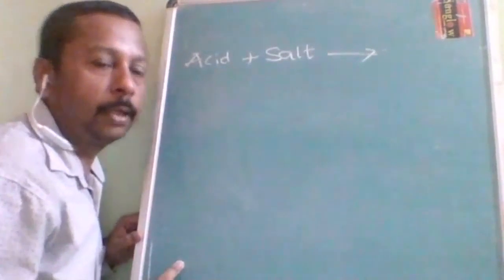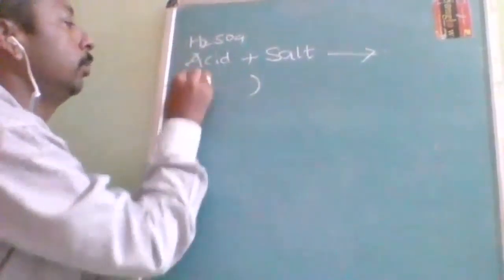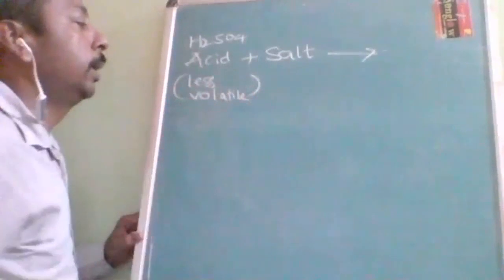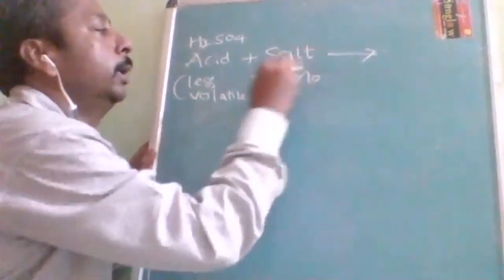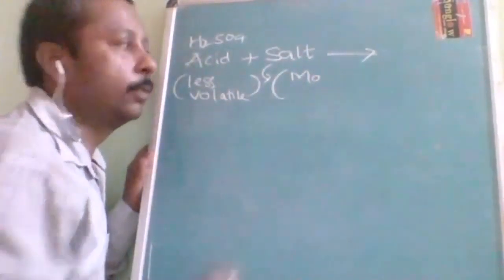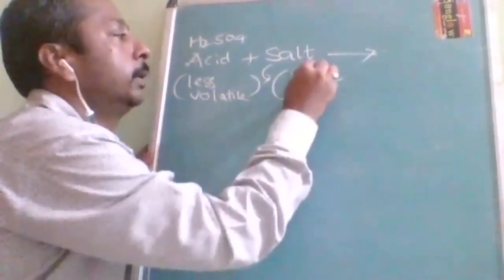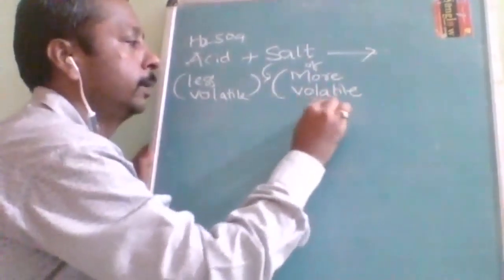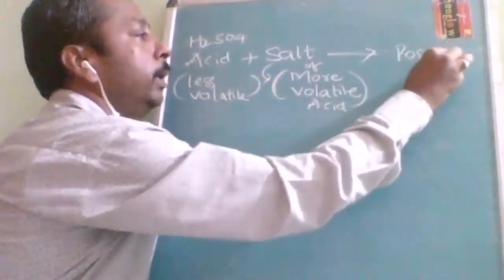Sulfuric acid is less volatile. Suppose I am taking H2SO4, it is less volatile. So when a less volatile acid reacts with a more volatile one, here the salt is made up of how many things? Two things, acid and base. That salt should be a salt of the more volatile acid. Then the reaction is possible, the reaction is spontaneous.